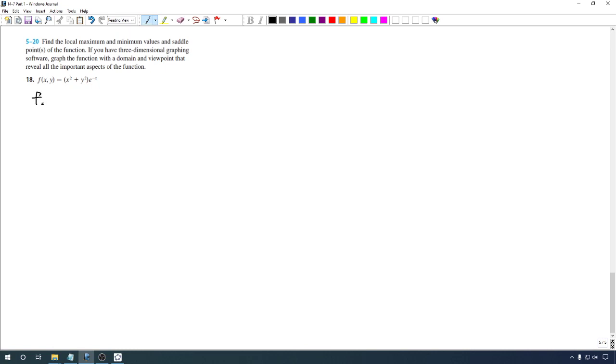But we start off the same way. F sub x, we take the derivative of this function. We do have to use the product rule here. So the derivative of the first one, the derivative of x squared plus y squared, is going to be 2x. Then we just multiply that by the second function. Then we take the first function, x squared plus y squared, and multiply by the derivative of the second function. Derivative of e to the negative x is a negative e to the negative x. So I left that as a negative for that reason. And since everything is multiplied by e to the negative x, I'm going to go ahead and factor that out.